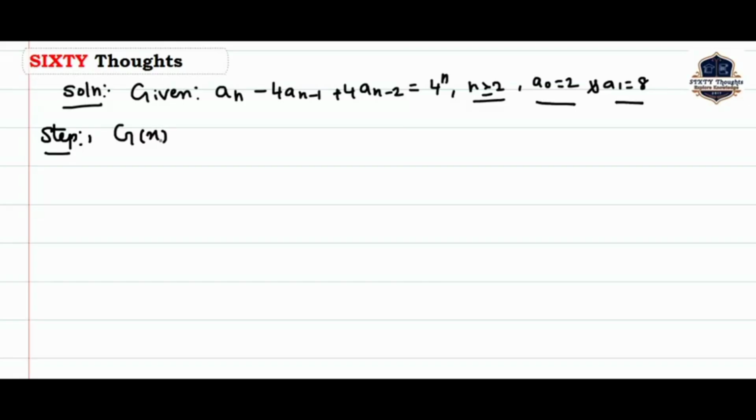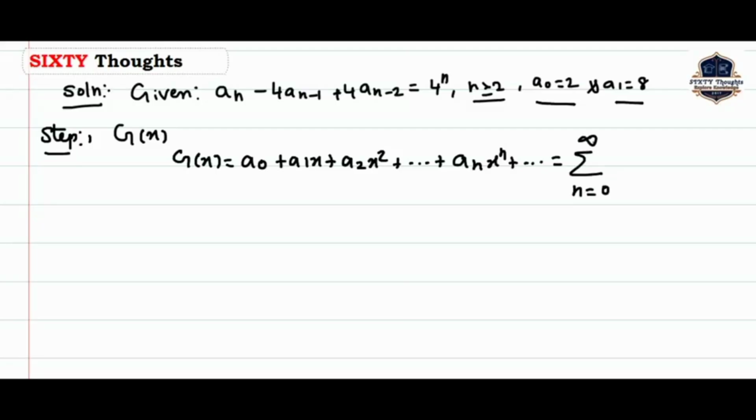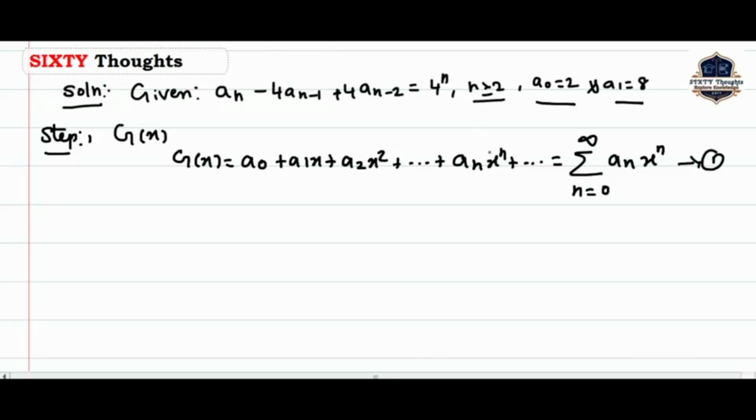So before we find g of x, first we write the generating function of g of x. We know that g of x is nothing but a_0 + a_1 x + a_2 x^2 + etc. + a_n x^n + etc. This series can be written as summation 0 to infinity a_n x^n. We consider this as equation number 1. Our target is to solve the given recurrence relation by using g of x formula, which means by using generating function.